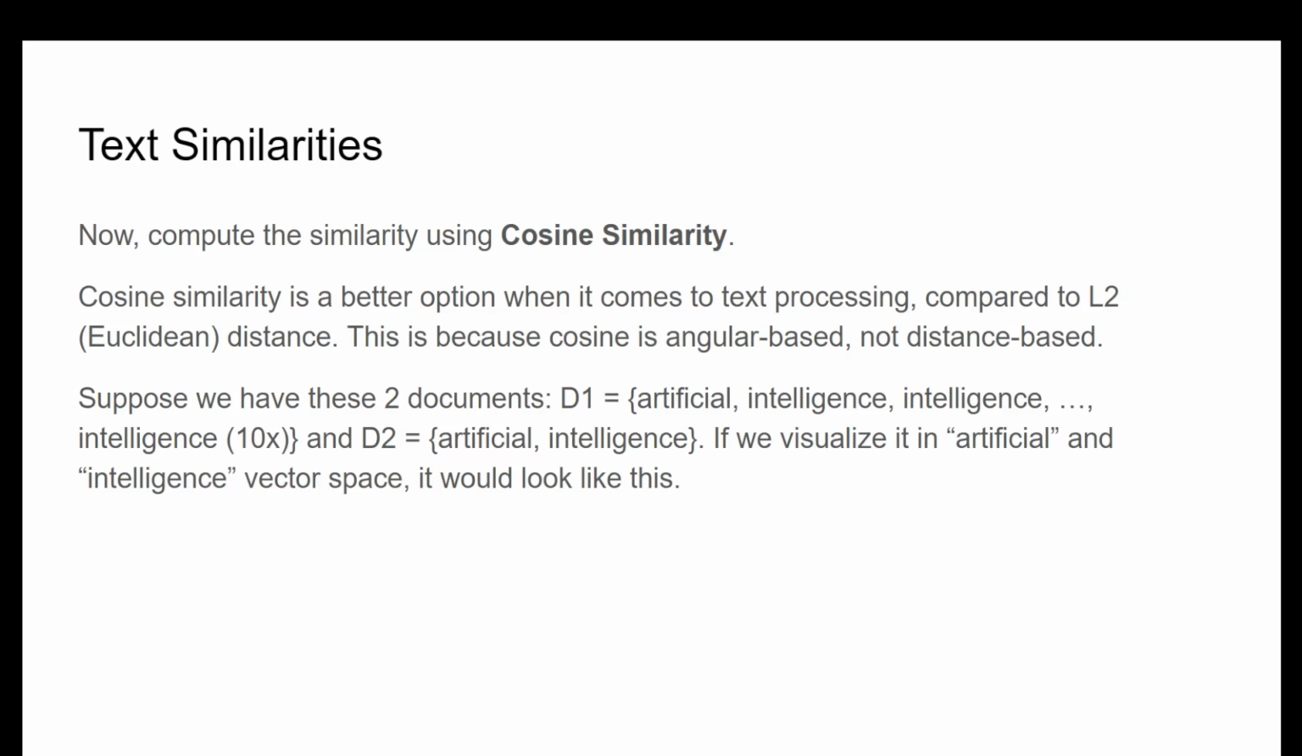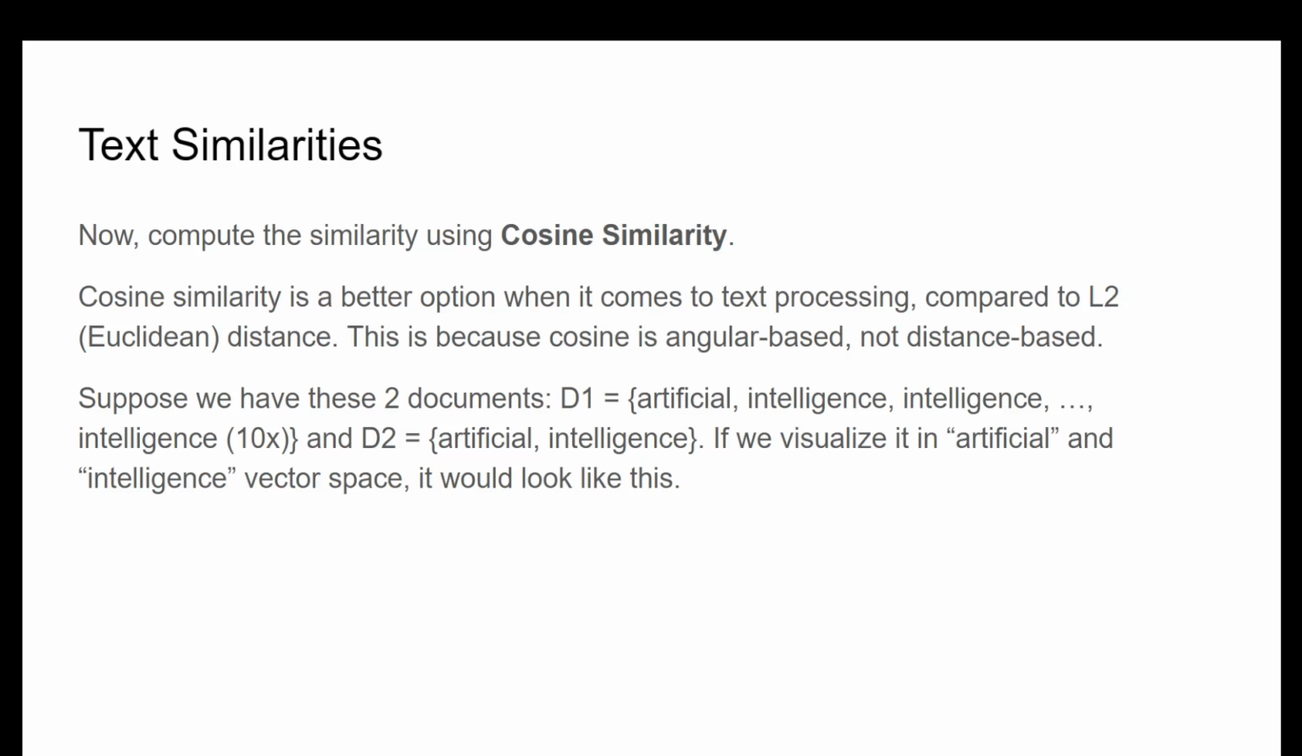And just to give you a brief introduction, it is actually a better option when it comes to text processing compared to L2 distance or Euclidean distance, because cosine similarity takes the angles into account. It is not basically distance based. So yeah, for a clearer example, I will explain later.